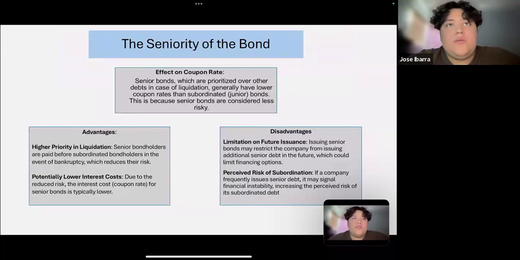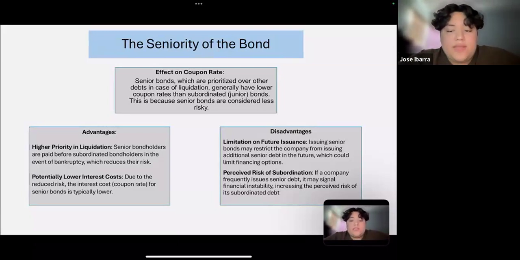Some advantages would be higher priority in liquidation. Senior bonds are paid before subordinated bondholders in the event of bankruptcy, which then reduces their risk. This priority increases the attractiveness of senior bonds to investors as it provides a higher likelihood of repayment. The second advantage would be potentially lower interest costs. Due to the reduced risk, the interest costs or the coupon rate for senior bonds is lower. This can result in lower overall financial costs for the issuing company.